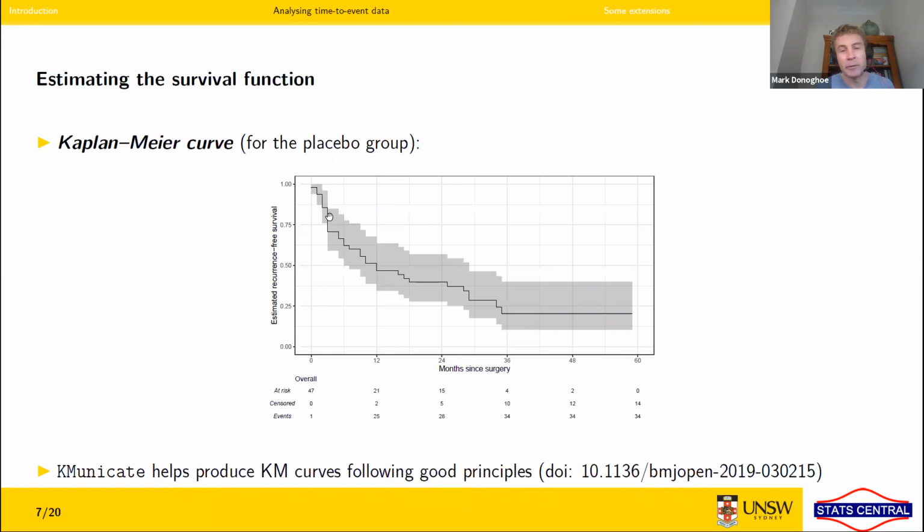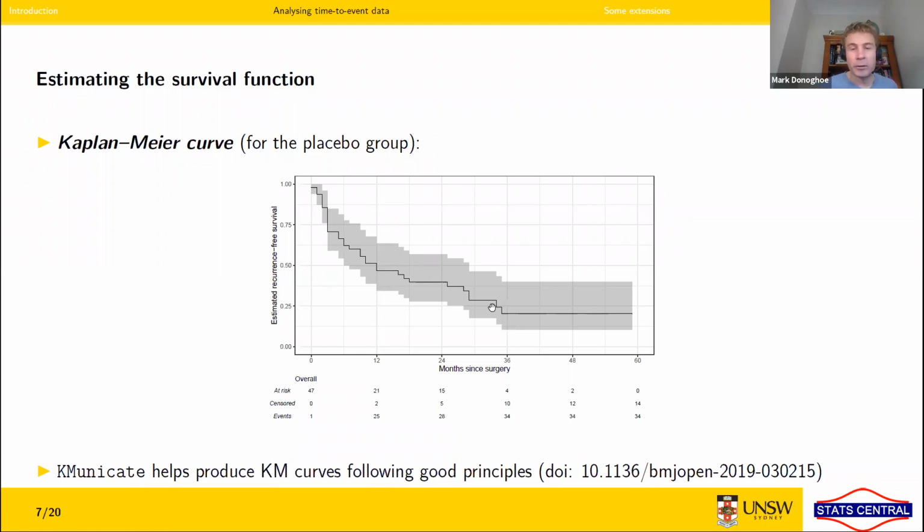You can see it's a step function, so it drops suddenly. It actually drops every time we observe a recurrence here. And the size of the drop depends on the number of people with an event at that time, and also on the number of people remaining in the study up until that time point.